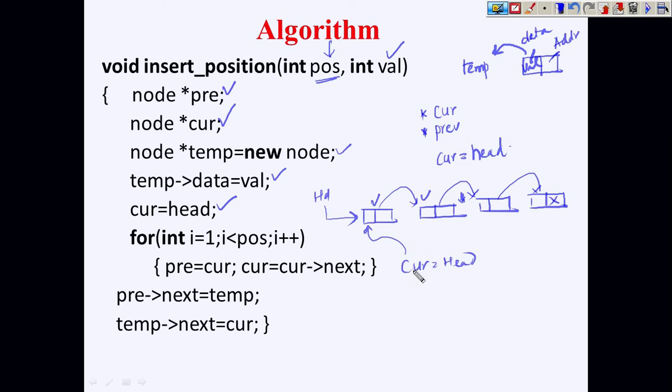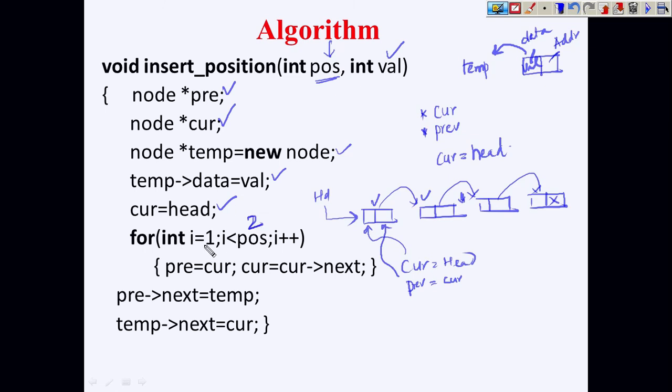Here we also have pre, which is a pointer which I have assigned as current. That means initially previous, current, and head all are pointing to the first node. At the very first stage, initially all point to the first node. Then current equals current next. So what does it mean? First thing is i equals 1. Let's say position is 2 here. Position is 2, so we have to make a loop this number of times.